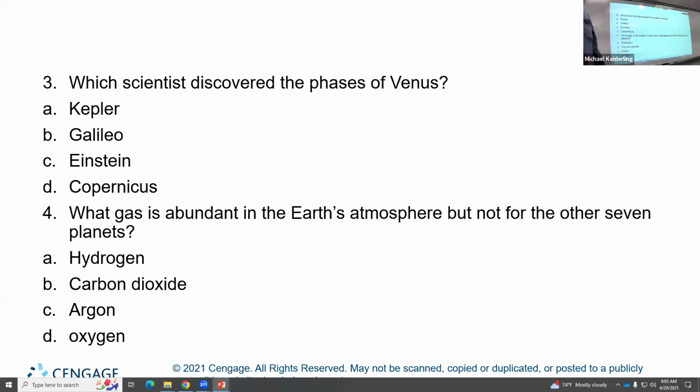Which scientist discovered the phases of Venus? That was Galileo. Which gas is abundant in Earth's atmosphere, but not for the other 7 planets? That is oxygen. Oxygen is not common on most planets, mainly because it reacts with stuff. And we have plant life keeping oxygen in our atmosphere, basically.